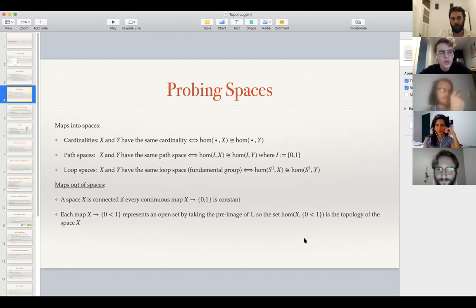But the important thing to keep in mind when you do this kind of thing is that every time you probe a space, you're always getting a perspective of the space up to some limitation. For example, in the cardinality example, it's only counting the physical quantity of the stuff in the space. There's nothing about how it's connected or the topology of it. But if we go to something like a loop space, or the fundamental group, it captures a lot of information about the space.